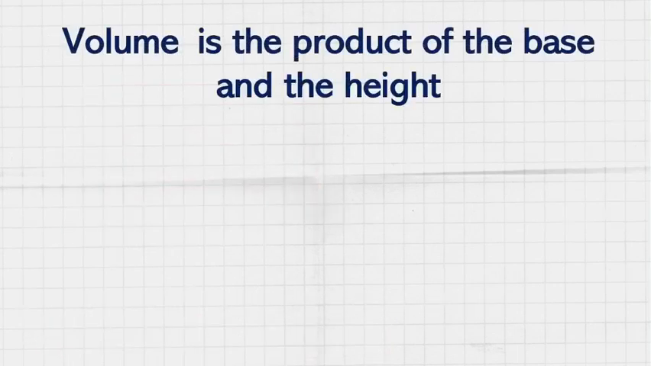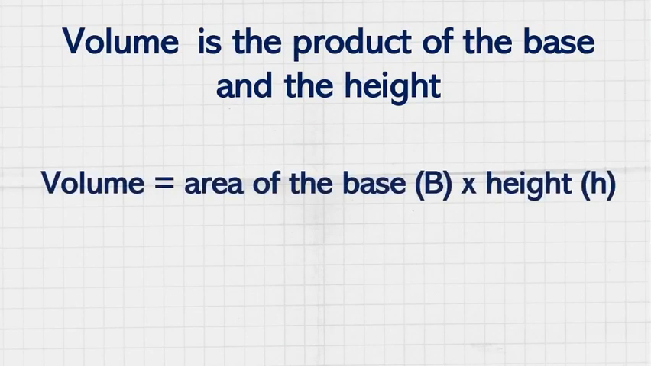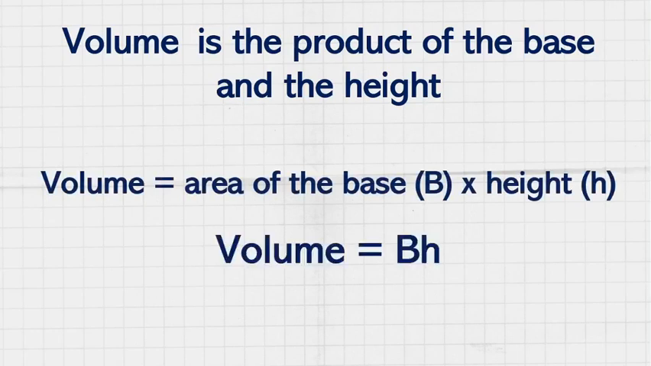Now, we learn that the volume is the product of the base and the height. So we can write the formula as volume is equal to area of the base times height, or volume is equal to BH.